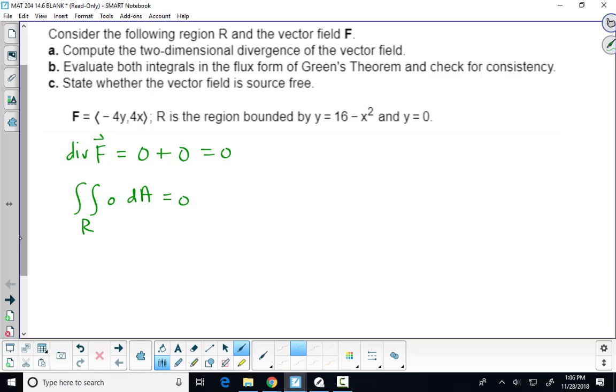Is this from the book? Yeah. They make you do it both ways, with the parameterization. Yeah, that's the second part. The parameterization was the hardest part of that one. Was that your issue also, parameterizing?